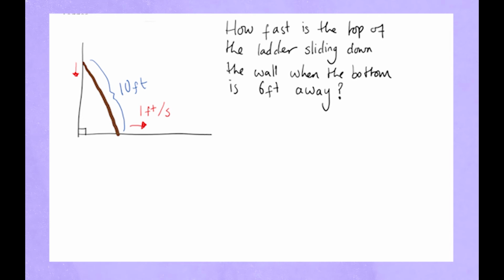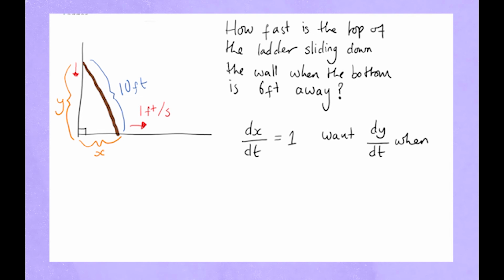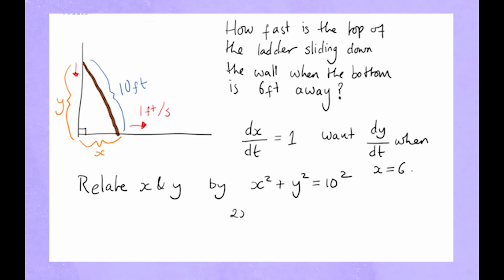We see that the ladder forms the hypotenuse of a triangle. Let's name the base of this triangle x and the height y. With these names, our known rate is dx/dt, and our goal quantity is dy/dt. We need a relationship between x and y. In this scenario, x and y are the legs of a right triangle of known hypotenuse, so we can relate them via the Pythagorean theorem, x squared plus y squared equals 100. Differentiating this with respect to t gives 2x dx/dt plus 2y dy/dt equals 0.